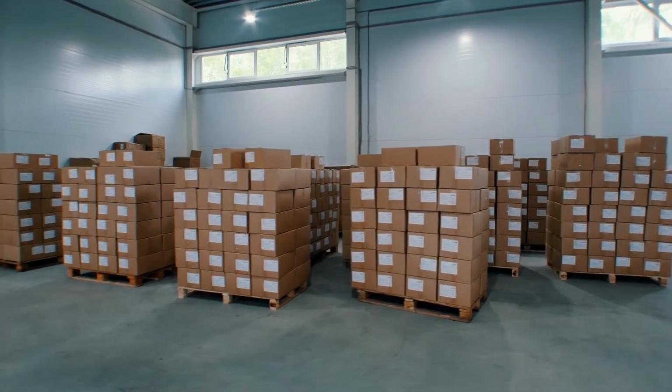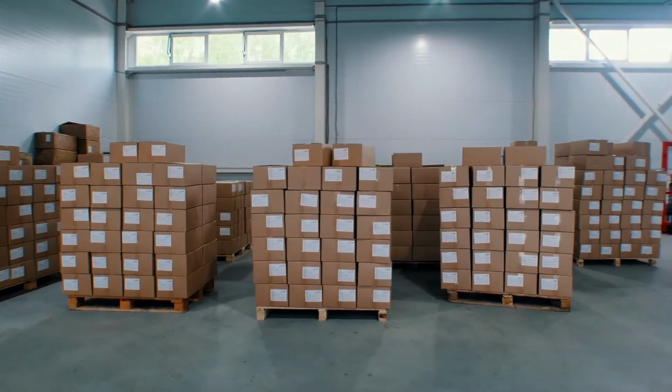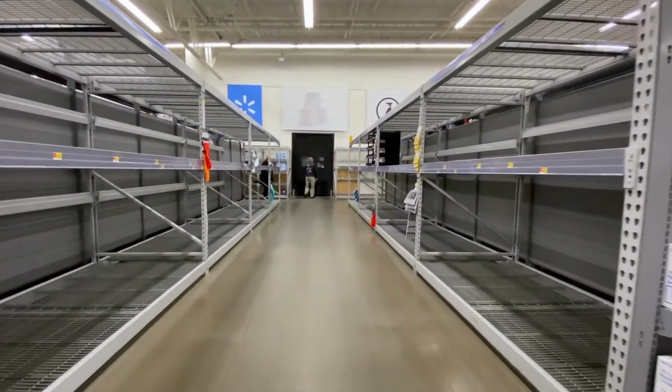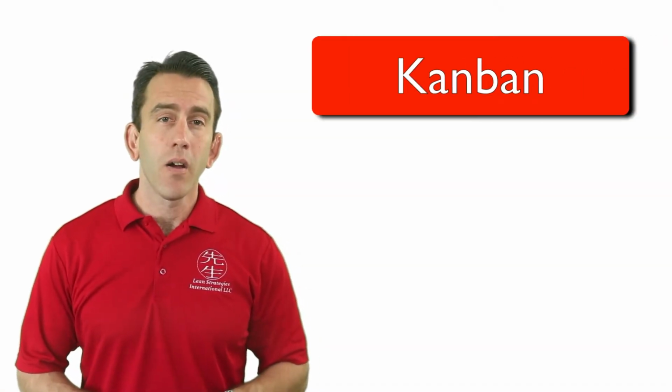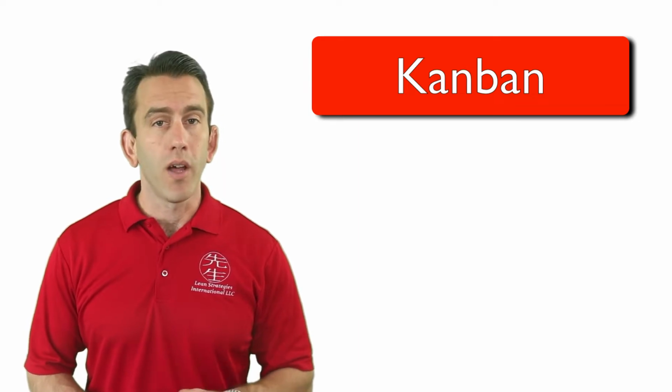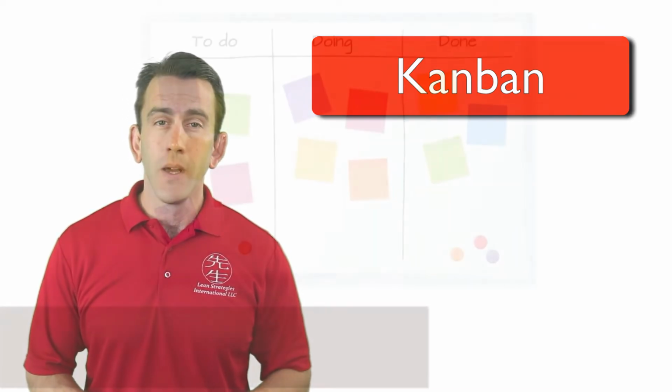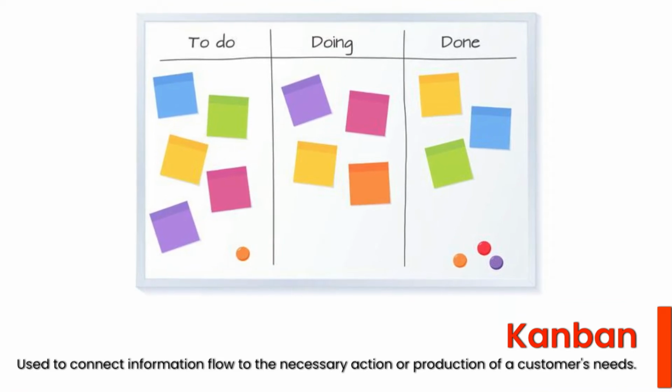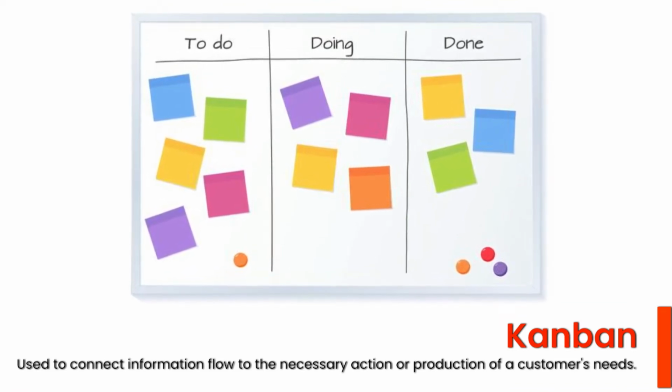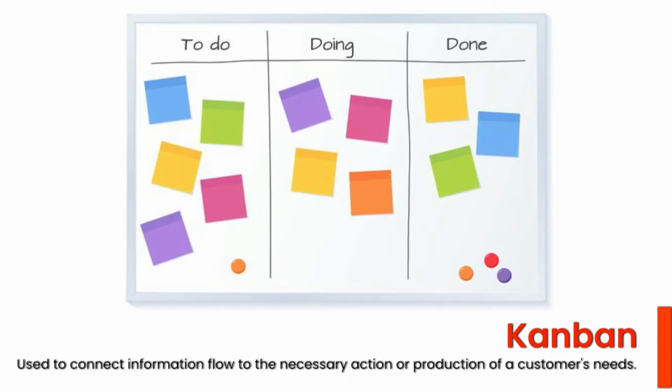One can only imagine that if you want the right part delivered at the right time and in the right amount, you would need some method of management or control. Without one, you would end up with excess inventory or not enough inventory. The just-in-time system uses a method known as Kanban. Kanban is one tool within the just-in-time production system. Kanban is used to connect information flow to the necessary action or production of a customer's needs.